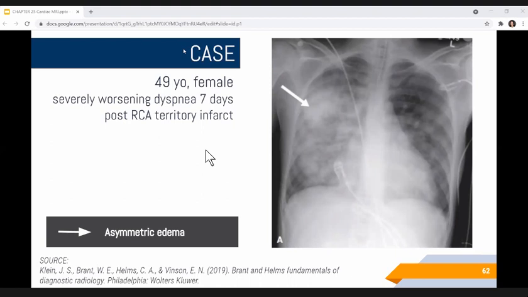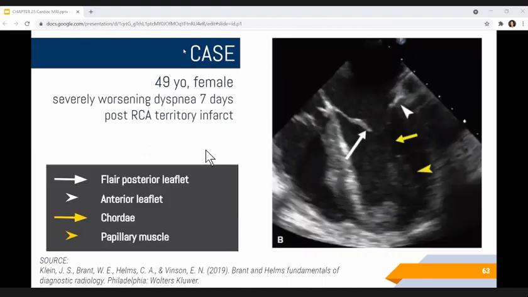For our last case, this is an AP radiograph of a 49-year-old woman with severely worsening dyspnea 7 days post-RCA territory infarct. There is asymmetric edema, most notably in the right upper lung, and on four-chamber view from a bedside echo, there is demonstration of a flail posterior leaflet, pointed by the white arrow, leading to severe acute mitral regurgitation. The anterior leaflet is still attached to its chordae, the yellow arrow, and papillary muscle, yellow arrowhead. The rightward and superior direction of the jet causes this characteristic finding.